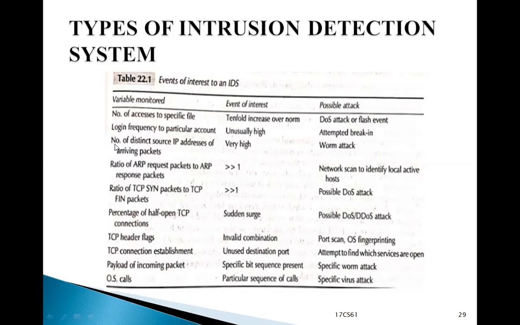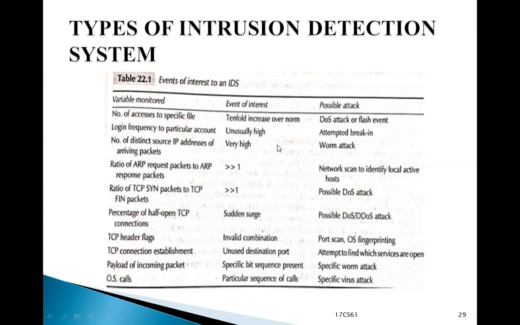Then the third one, the variable monitored: number of distinct source IP addresses of arriving packets. You just analyze this one. Number of distinct source IP addresses, like packets are coming from various source IP addresses. Okay, so he's talking about that. That is the number of distinct source IP addresses of arriving packets.